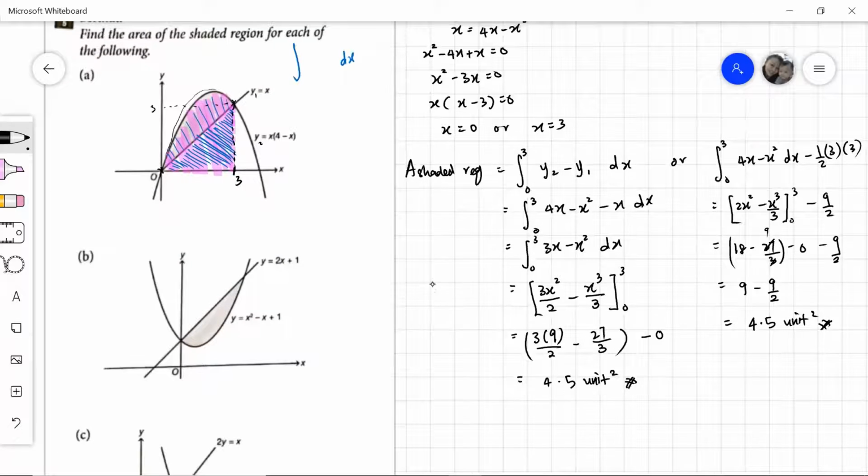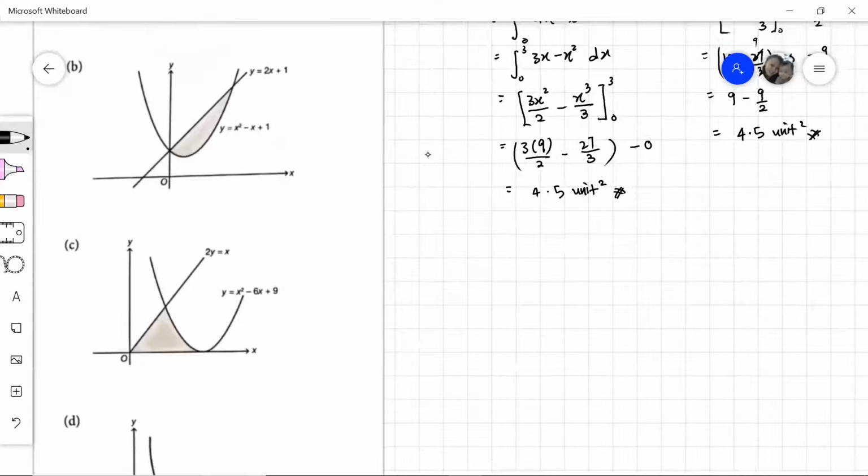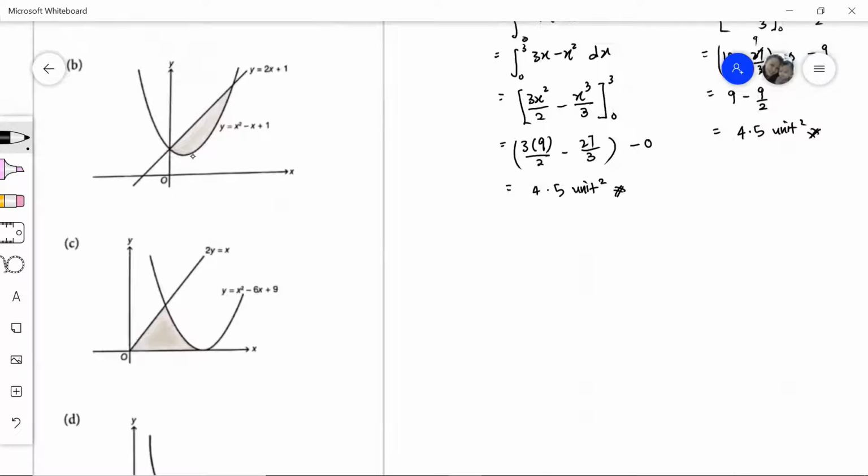All right, now let's move on to part B. For part B, we have the straight line now on top. The curve is at the bottom. Therefore, we always take the upper curve minus the lower curve. And then the point of intersection is here. That means we are integrating the graph below from 0 to this point of intersection.